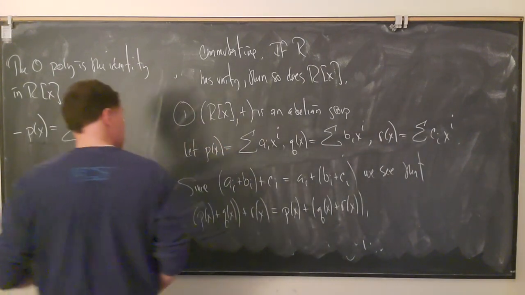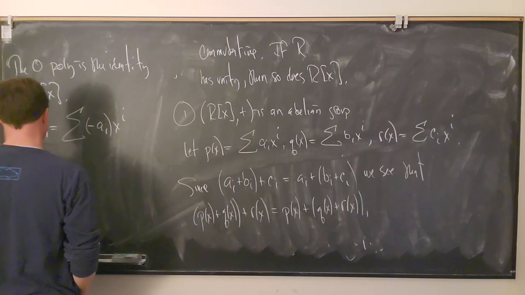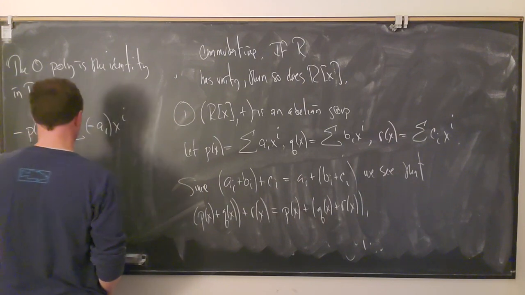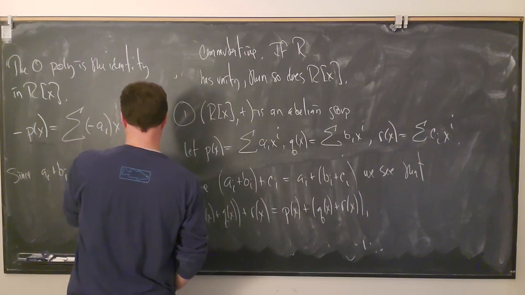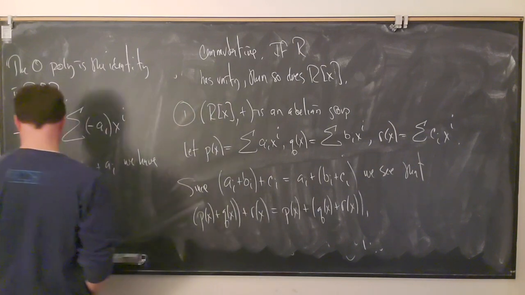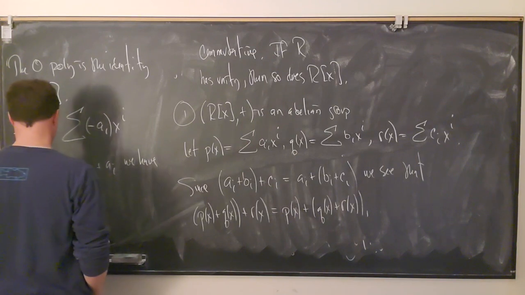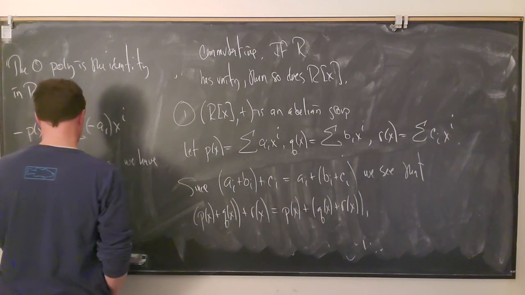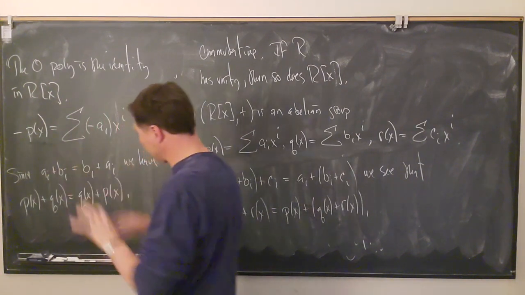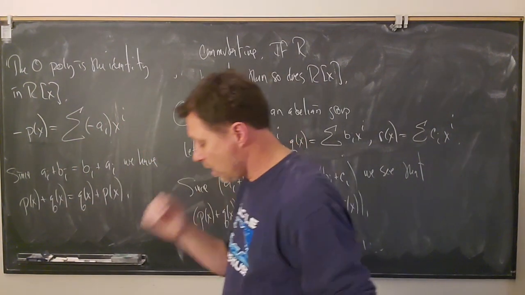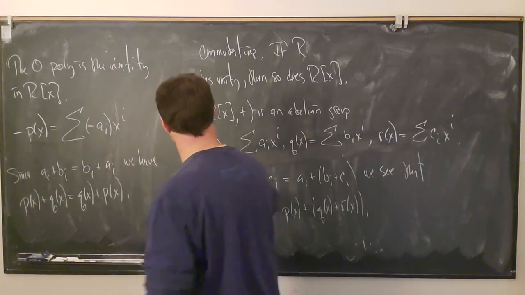And then finally, the commutativity, right? So since A sub I plus B sub I is equal to B sub I plus A sub I, we have that P of X plus Q of X is equal to Q of X plus P of X. Okay, so that takes care of the additive property. We've got an abelian group with respect to plus.